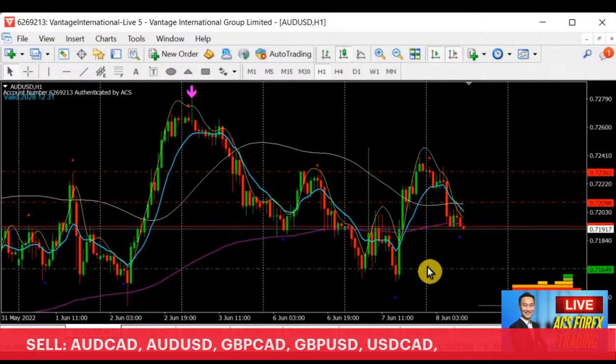Aussie dollar, quite a good one. Now, Aussie dollar is quite a good one. Okay, so Aussie dollar. Right. Bradley, you have already entered. Okay, good.